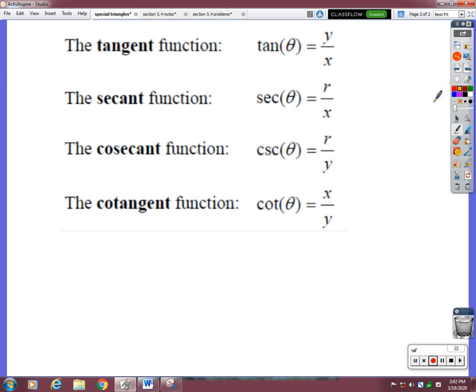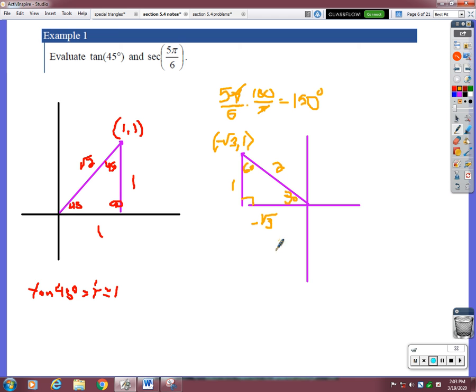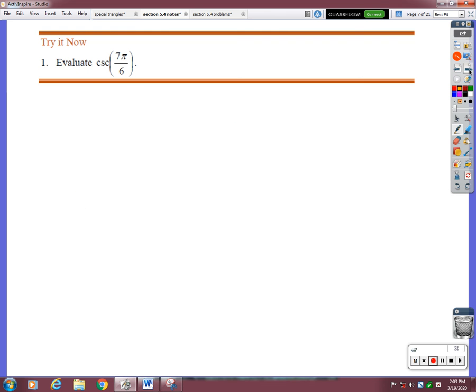And so now if I look at this, to find the secant, that is r divided by x. So that tells me that the secant of 5 pi over 6 is r, which is 2, divided by x, which is negative square root of 3. And that's it. There you have it. And that is really all we are looking at doing in this section.